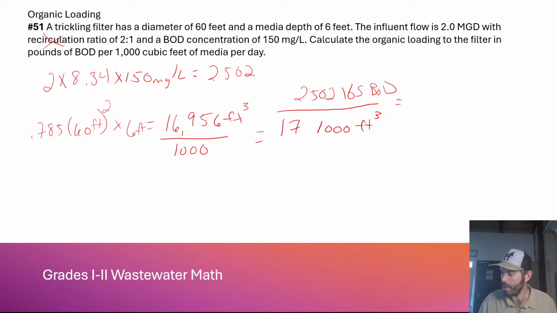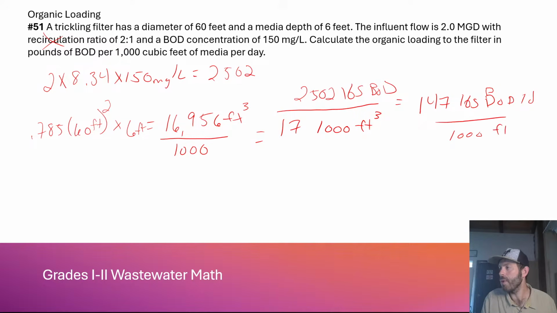So 2,502 divided by 17 is 147 pounds BOD per day, per 1,000 cubic feet. That's how you solve an organic loading to a trickling filter problem. Okay? So let me pop out and see if there are any questions.